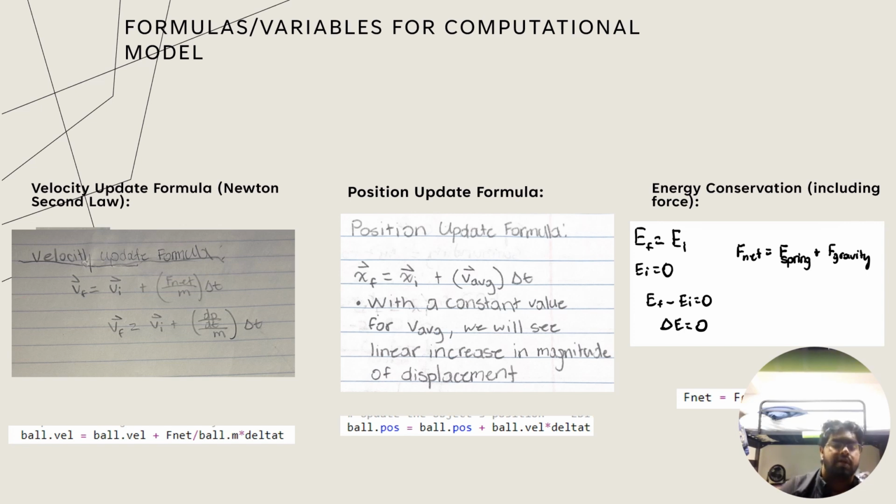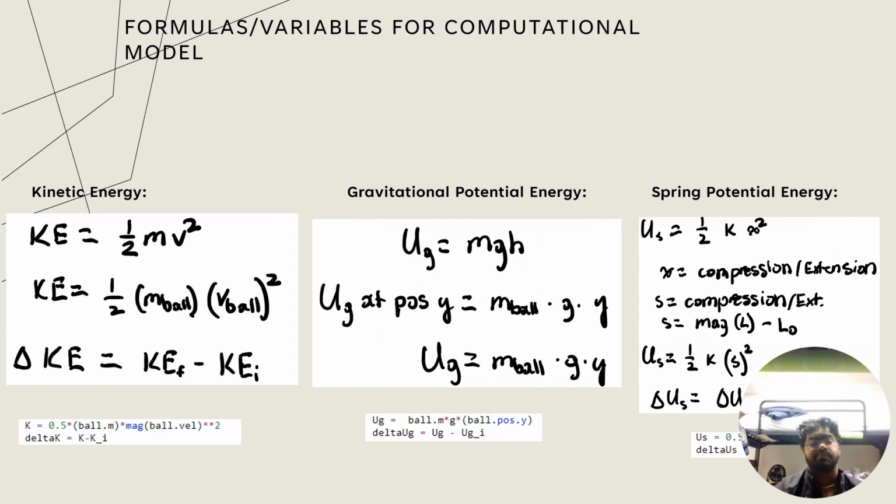Some of the formulas that we use and their computational parts in the code. We have the velocity update formula, where it's just the initial velocity of the ball plus the acceleration times delta t. You get the acceleration by dividing net force by m. Then you have the position update formula where you take the initial position of the ball and add it to the displacement. And for the energy conservation formula, we're able to see that the change in energy is going to be 0 for the system, and the net force of the system is going to be the force of the spring plus the force of gravity.